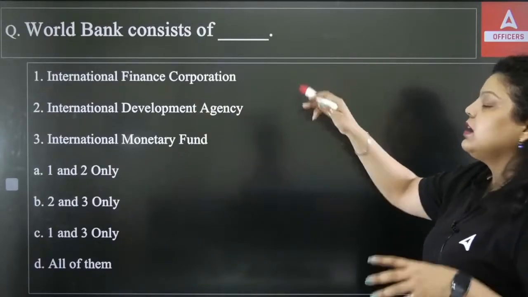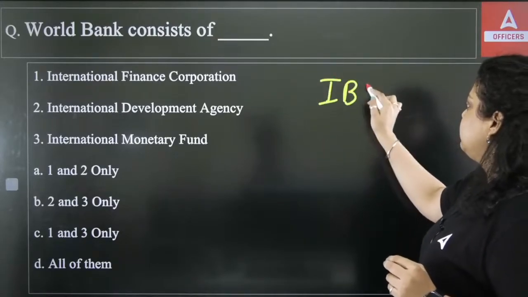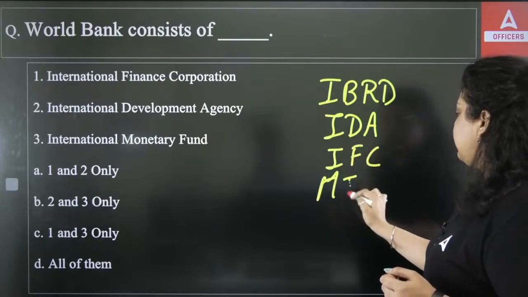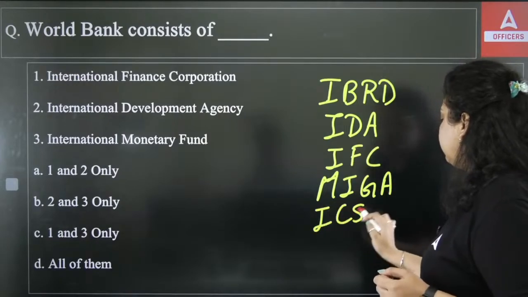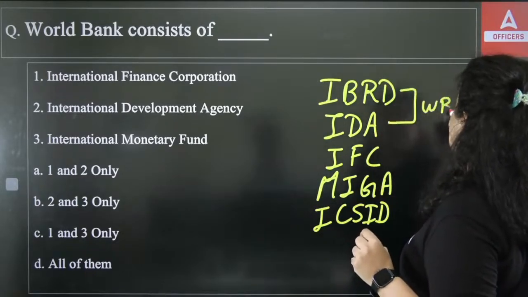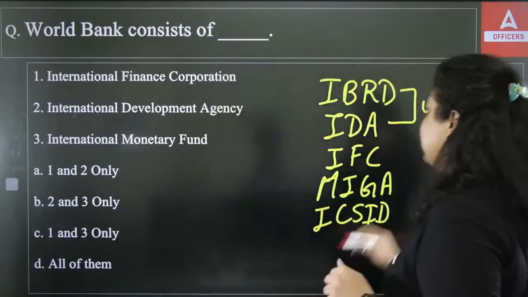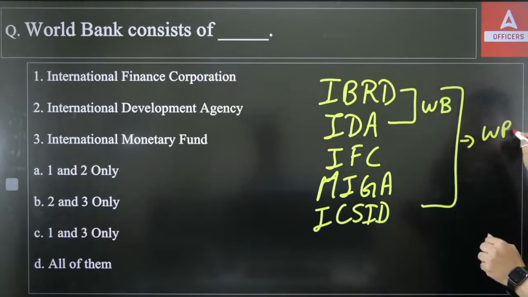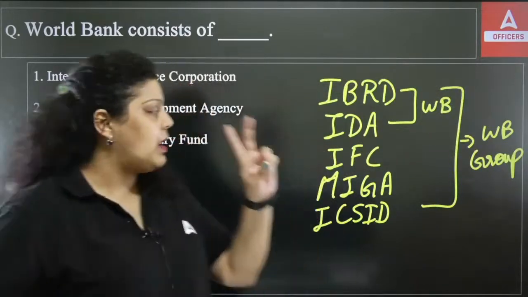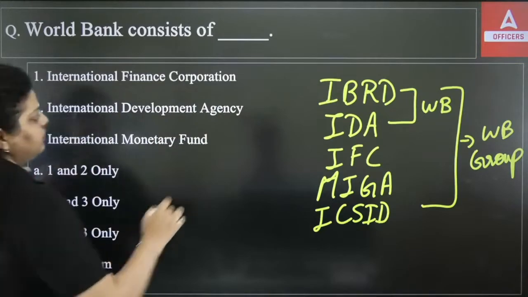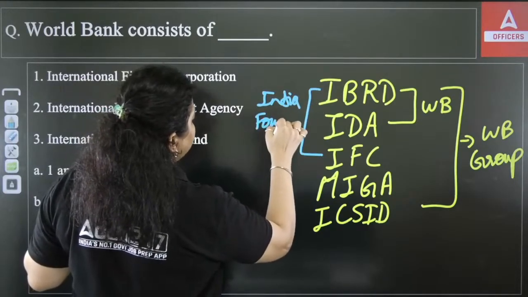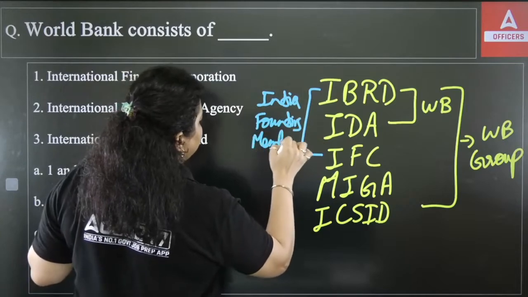But apart from that, if you are talking about the institutions of World Bank, we have IBRD, IDA, IFC, then we have MIGA, then we have ICSID. If you are talking about only World Bank, the World Bank is represented by these 2 institutions, that is IBRD and IDA. And when we talk about the World Bank group, it covers all 5 institutions. It is represented as the World Bank group. Out of these 5 institutions, India is the founding member of only 3, and those 3 institutions are IBRD, IDA and IFC. For these 3, India is a founding member. As we have discussed, India is also a founding member of IMF and World Bank.